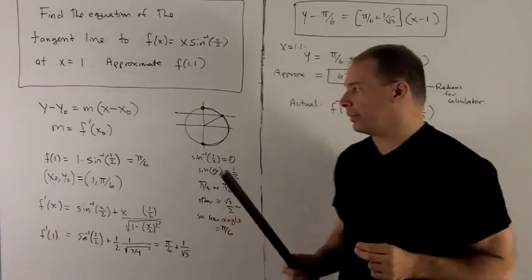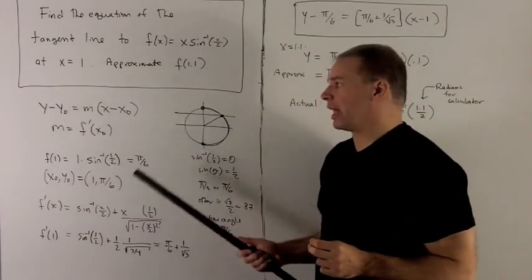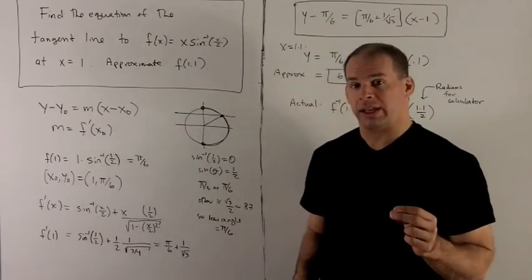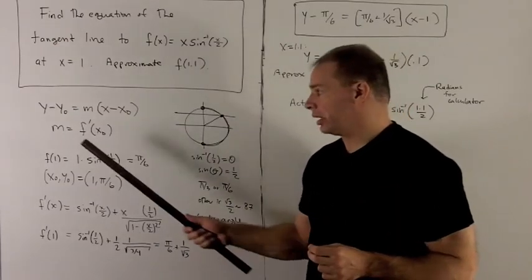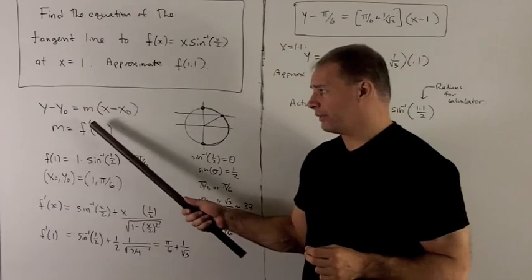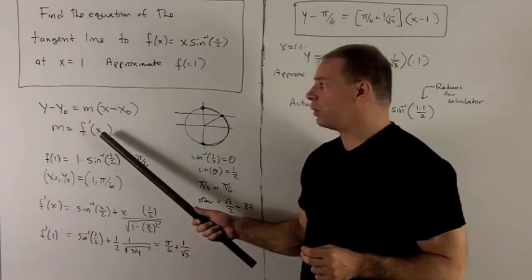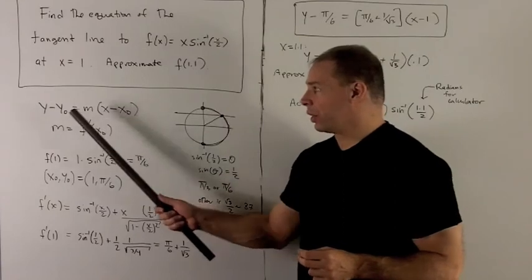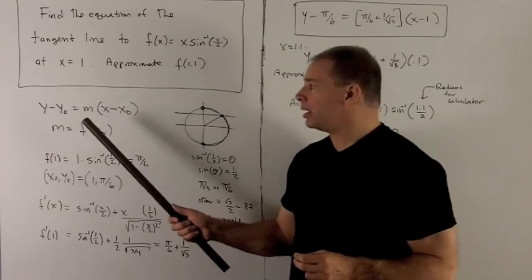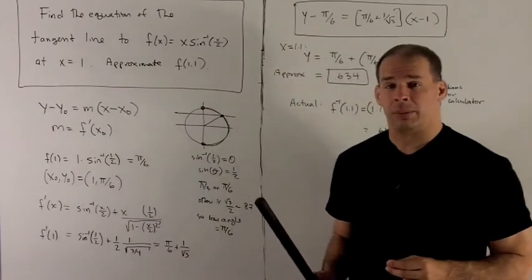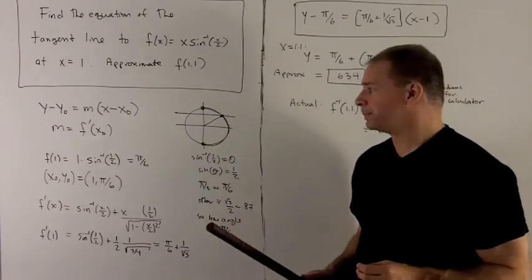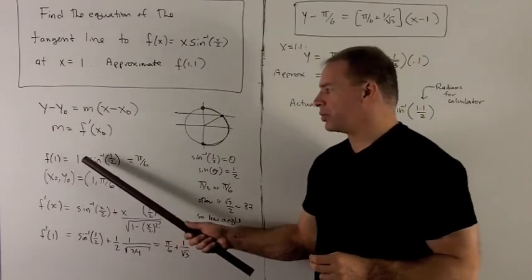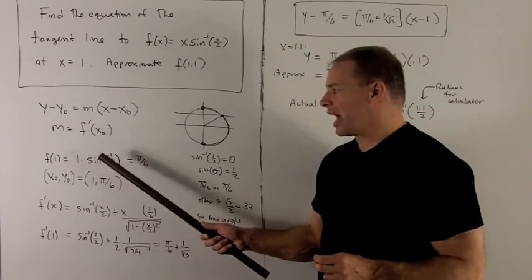So to start, I immediately write down the equation of a line when we're given a point and a slope. Here, the slope is just going to be the derivative of f evaluated at x0, which in our case is 1. And I'm going to need x0 and y0. x0 is 1, y0 is what I'm going to get if I put 1 into my function. So we follow our nose, and I'm looking at inverse sine of 1/2.